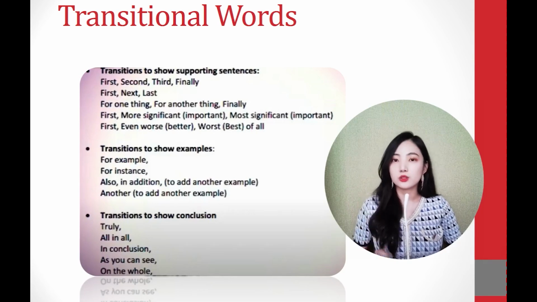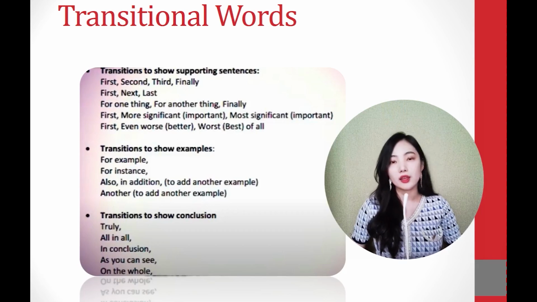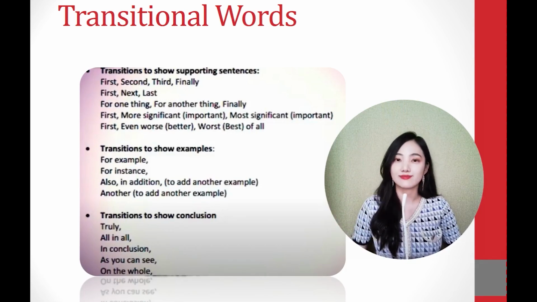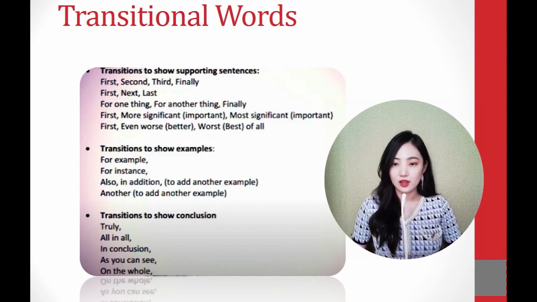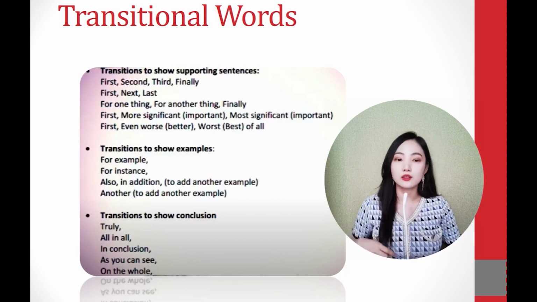Last one is also to show conclusions. So when you introduce your topic sentence, supporting sentence, and concluding sentence, or maybe you finish body paragraphs and then you are introducing your conclusion, in that case, you can use such transitional words to suggest that this is the conclusion. So you can say truly, all in all, in conclusion, as you can see, on the whole.